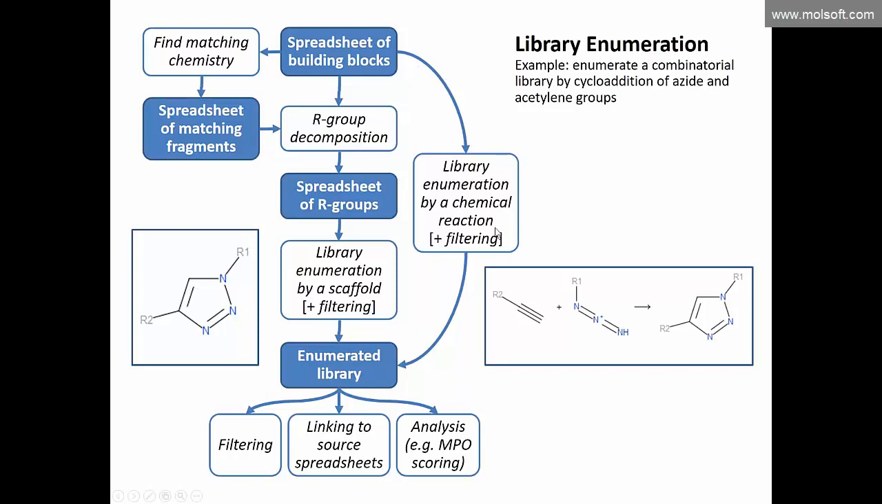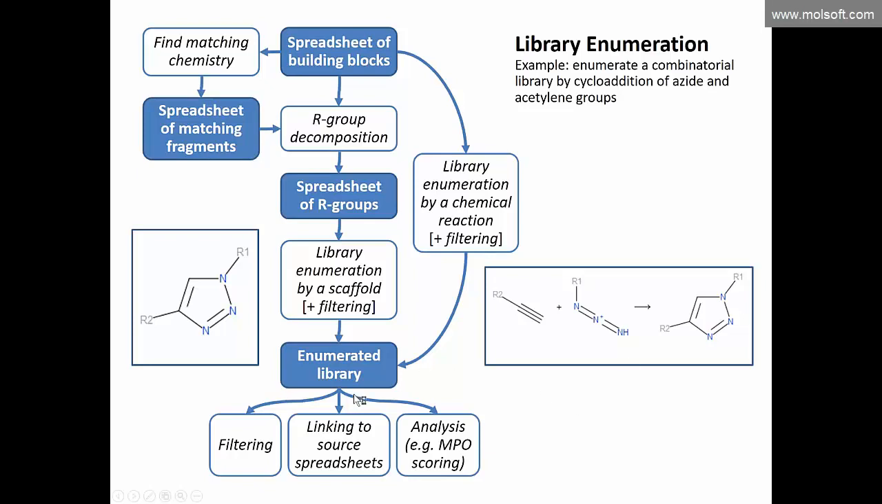For the reaction, you'd sketch the reaction, shown here, and you just run it. You don't have to have a library of R groups. It will automatically extract the R groups from the original building block database. That's a different approach, but you come to the same library whether you go the Markush route or the reaction route, and we'll show both of those examples today.